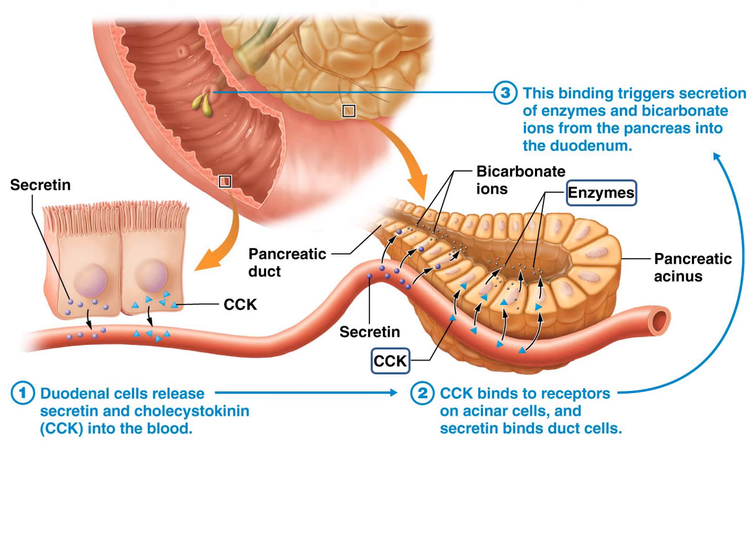duodenal cells release secretin and cholecystokinin into the blood. The cholecystokinin binds receptors on acinar cells in the pancreas, and secretin binds duct cells. And the result, this binding triggers secretion of enzymes and bicarbonate ions from the pancreas into the duodenum. So CCK and secretin also have effects on secretion of the pancreas in addition to bile.